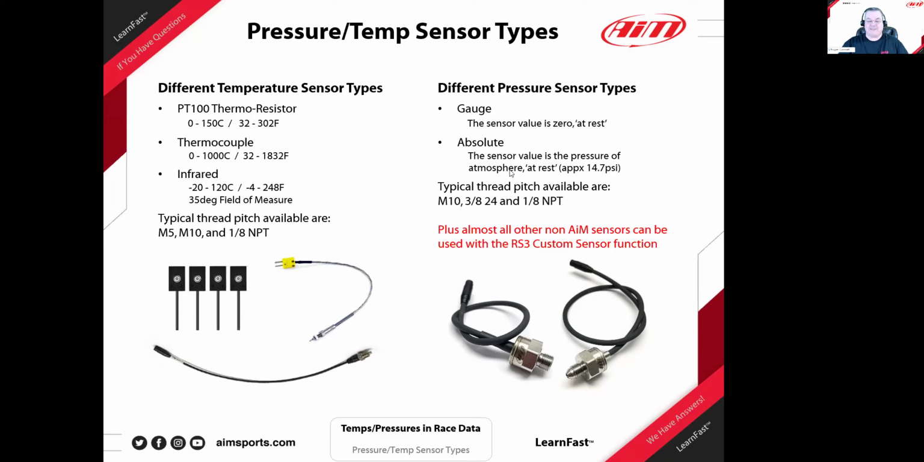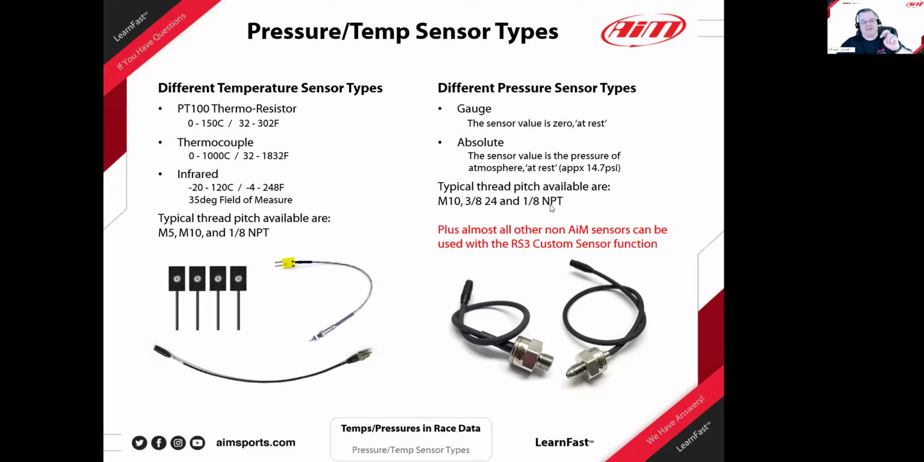There are really good reasons to use absolute, and really good reasons to use gauge, but I just want everybody thinking about adding a pressure sensor to make sure you get the one that you're after. There are ways we can do custom sensors and take that out if we need to, without having to replace the sensor, but it is nice to buy the correct one the first time.